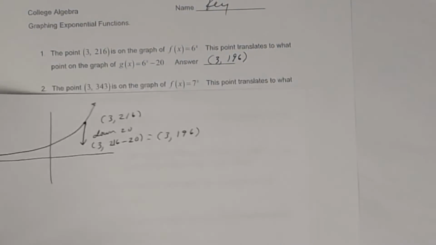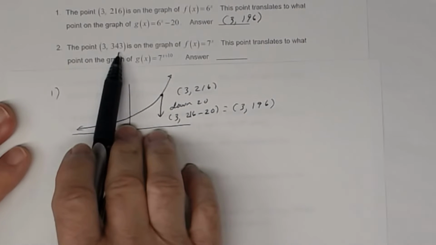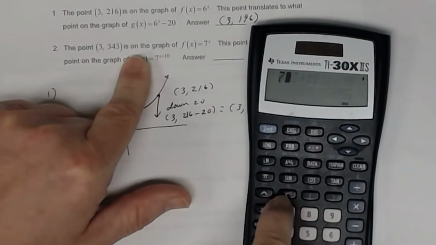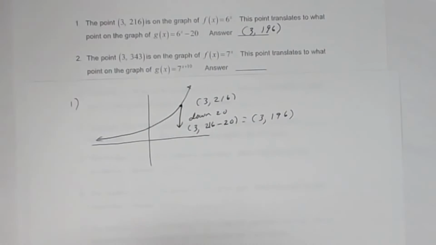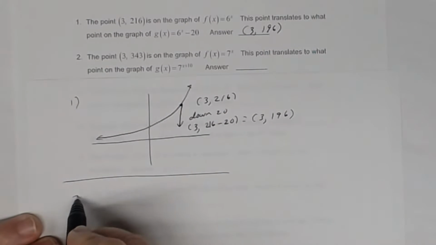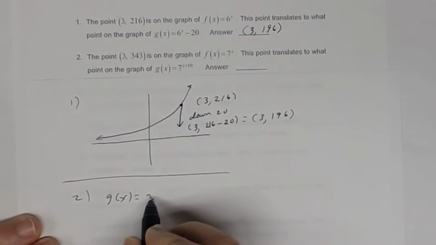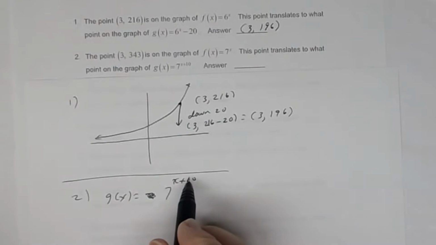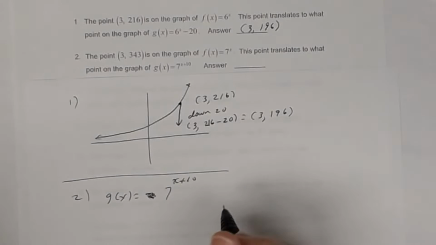Now number 2. We have the point (3, 343) on the graph of 7 to the x, and you can verify that as well. When x is 3, 7 raised to the third power is 343. But remember where this one is. Let me rewrite the function here: g of x is equal to 7 to the x plus 10. Now notice this is not a vertical translation like the last one. This is a horizontal translation.